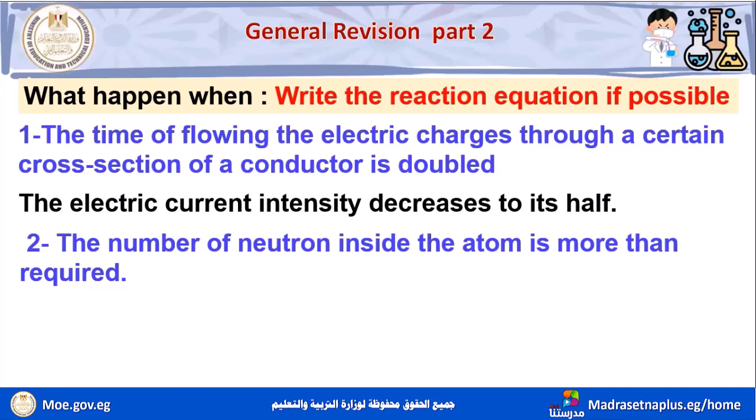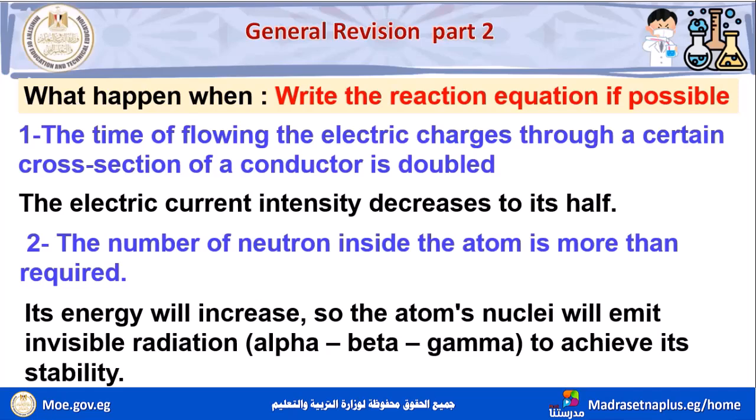Question number 2. The number of neutrons inside the atom is more than required. Its energy will increase, so the atom's nucleus will emit invisible radiation, alpha, beta, gamma, to achieve its stability.